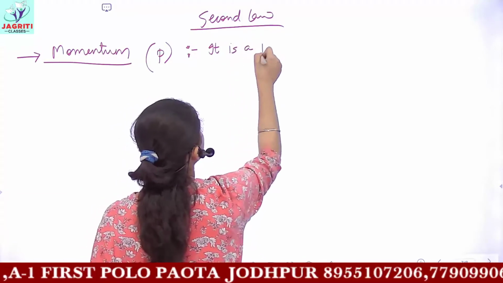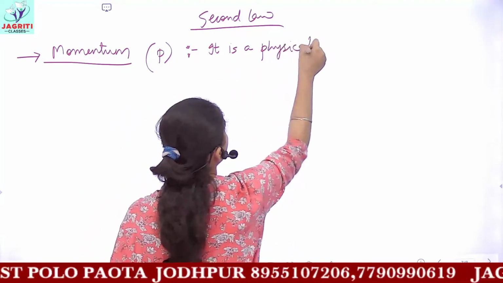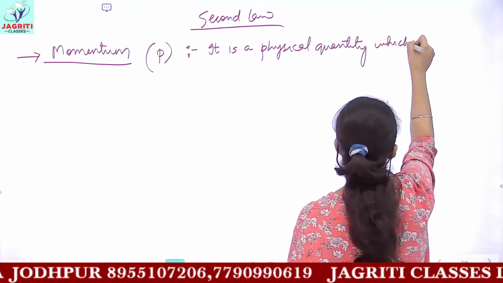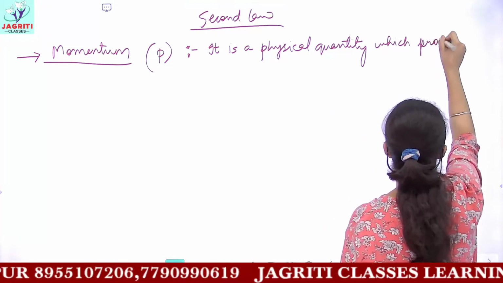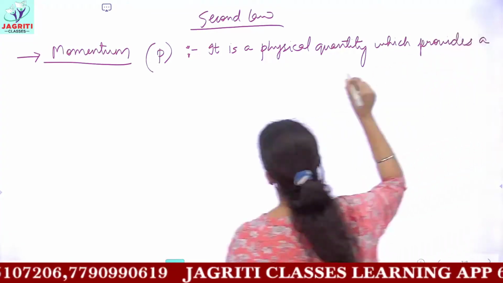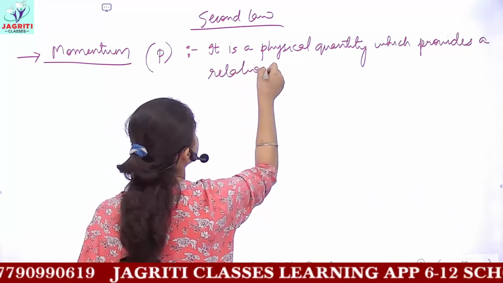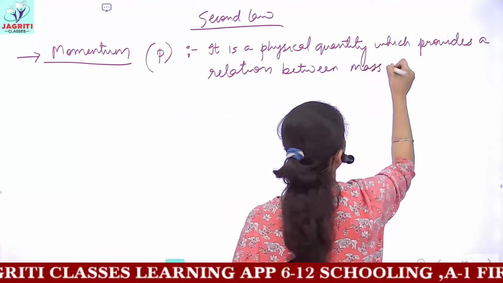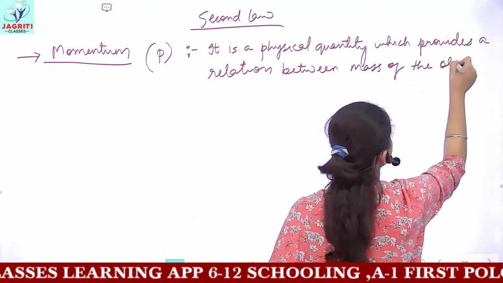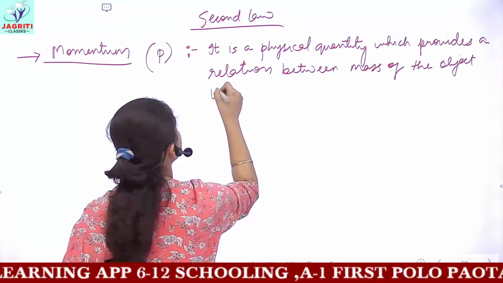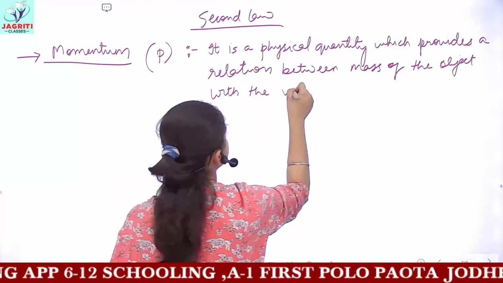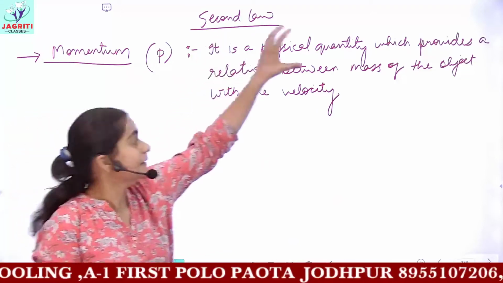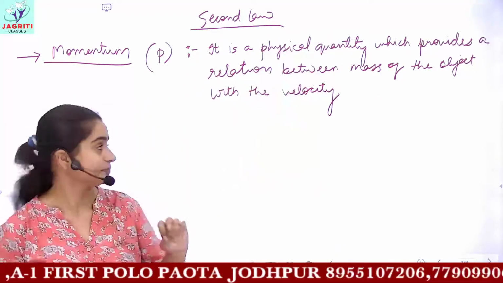It is a physical quantity which provides a relation between the mass of the object with the velocity. Okay, so momentum is a quantity which links the mass of any object with its velocity.